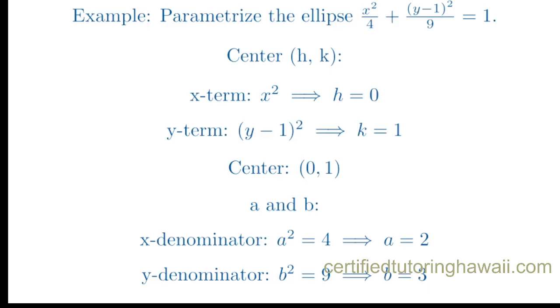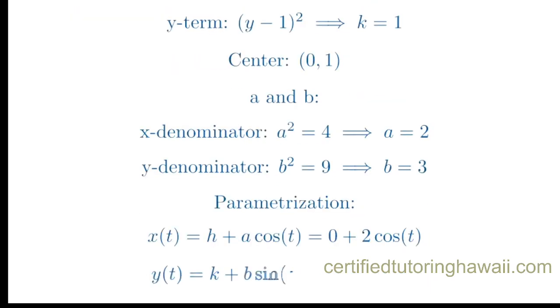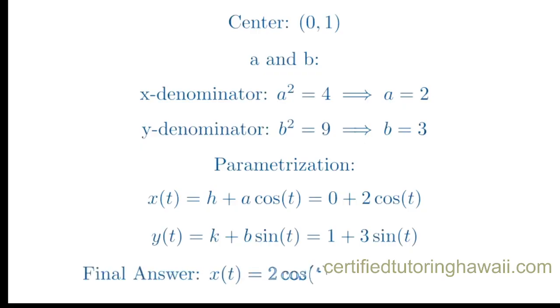Now we have all the pieces we need to write the parametric equations. Using our formula, x equals h plus a cosine t, and y equals k plus b sine t, we substitute our values. This gives us the final parametrization: x equals 2 cosine t, and y equals 1 plus 3 sine t. As before, the parameter t runs from 0 to 2 pi to complete one full trace of the ellipse.